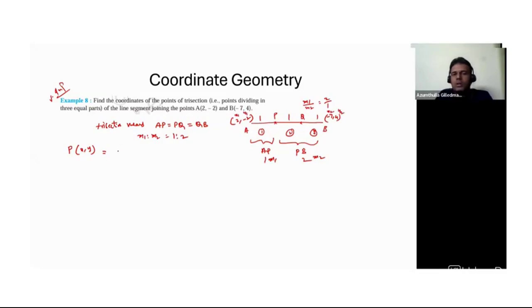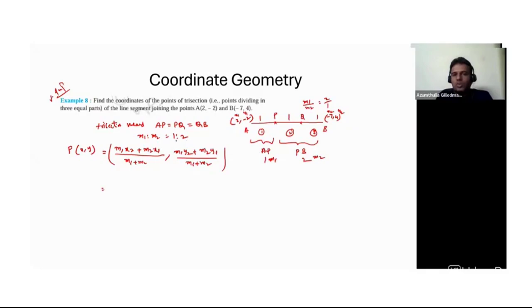So what is our section formula? Our section formula is m1 x2 plus m2 x1 by m1 plus m2, comma m1 y2 plus m2 y1 by m1 plus m2. Guys, hope you remember the formula, right? Here the hint is when you get M1, you'll get x2. When you get M2, you'll get x1. Okay? All right.